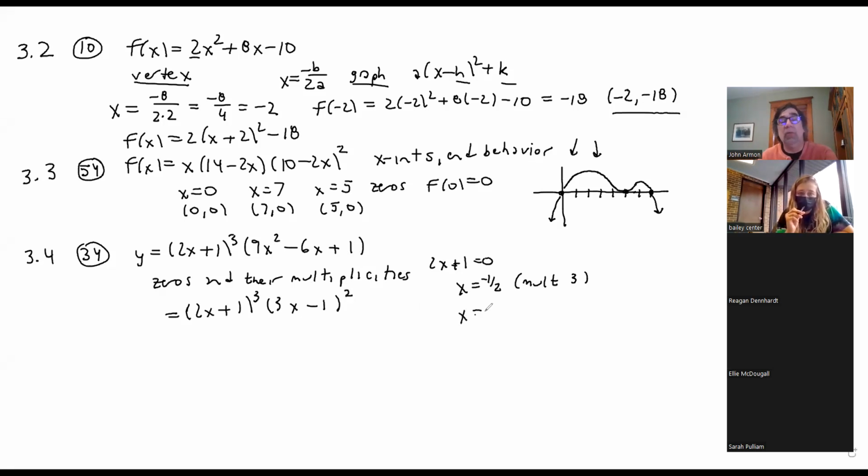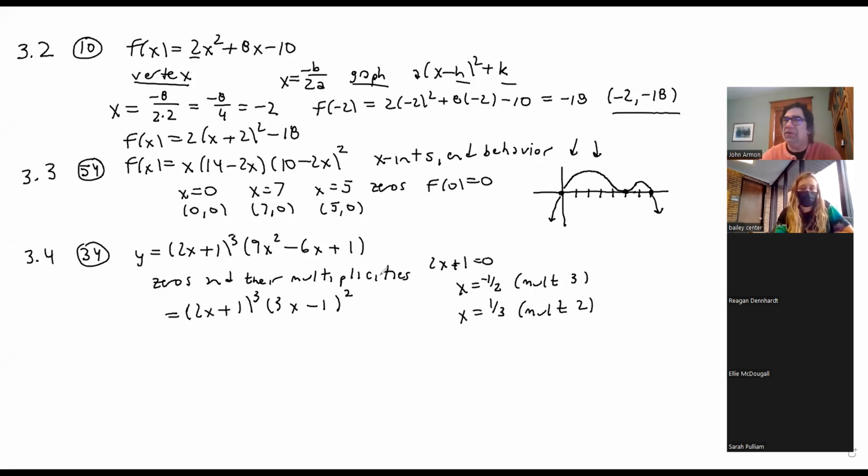So 1/3 is a zero, but how many are there? There are 2 of them. So this is a 5th degree polynomial, but only has 2 unique zeros, both with multiplicities. One with multiplicity 3, one with multiplicity 2. Those 2 together give you the degree of the polynomial.